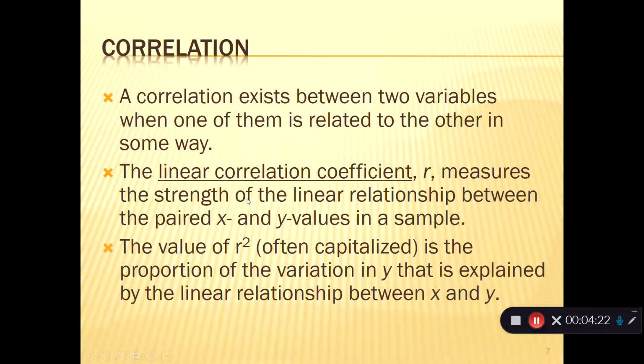A correlation exists between two variables when one is related to the other. We measure the strength of that relationship with R. This lowercase r is the linear correlation coefficient. R squared is the proportion of variation in Y that is explained by the relationship between the two variables.